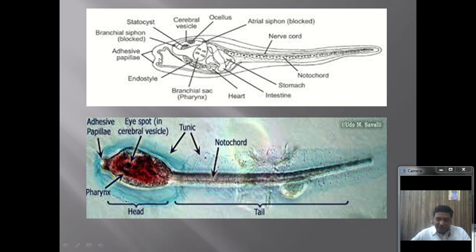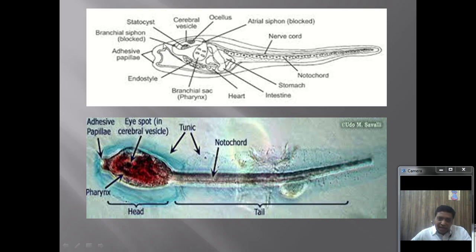Look toward the cursor here. I am showing through the cursor. This portion is called the adhesive papilla, and they are 3 in number. Now, the role of the adhesive papillae is very important: they get attached to the substratum during the course of metamorphosis.